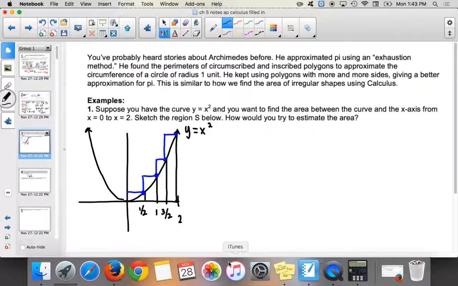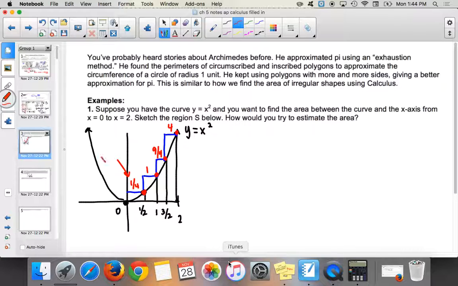To find the height, if I started with the left endpoint, this first left endpoint would be a height of 0, right? What's this one right here? Let me draw it in red. This one right there. What height is that? 1/4. How did you get 1/4, Emerson? Yeah, we did 1/2 squared. How about the next one? 1. 1 squared is 1. How about the next one? 9/4, right? 3/2 squared is 9/4. And the last one is 4.